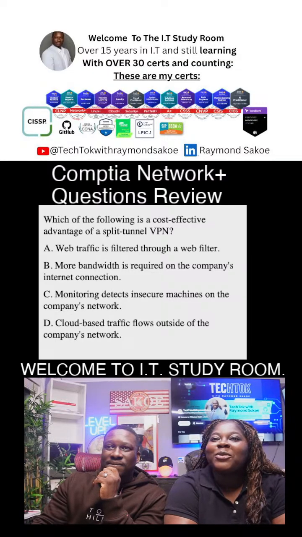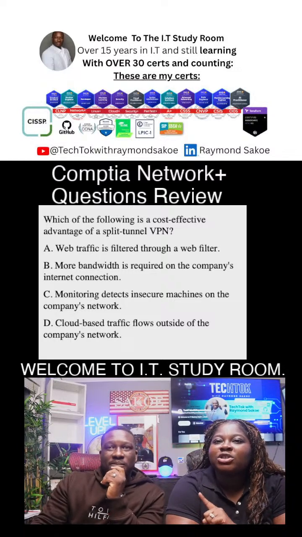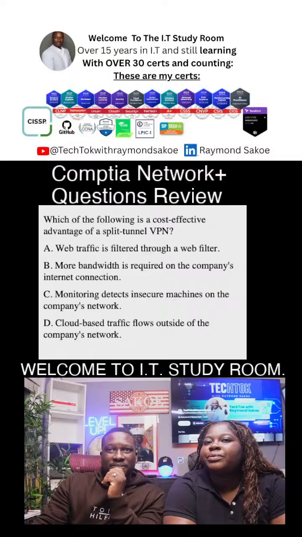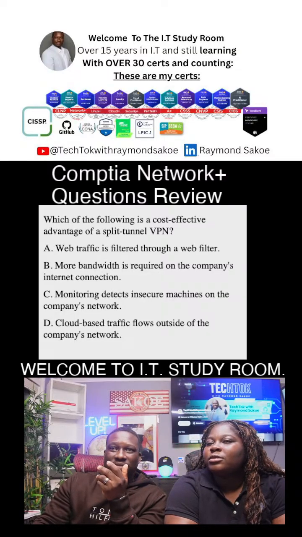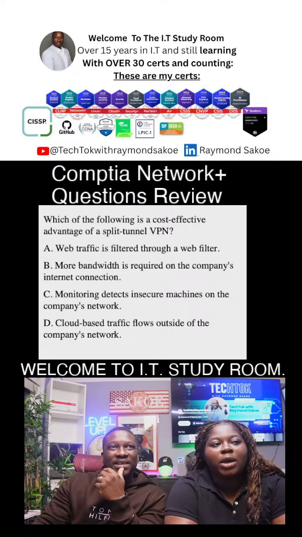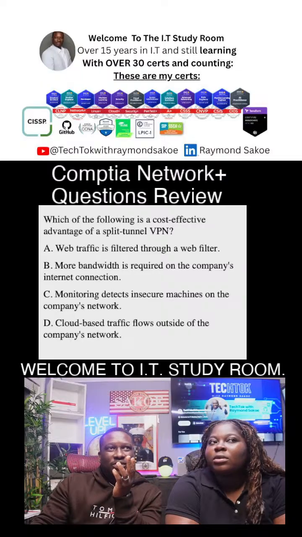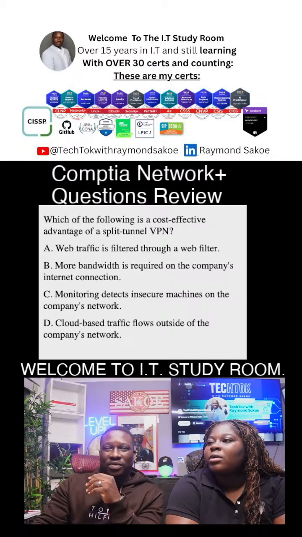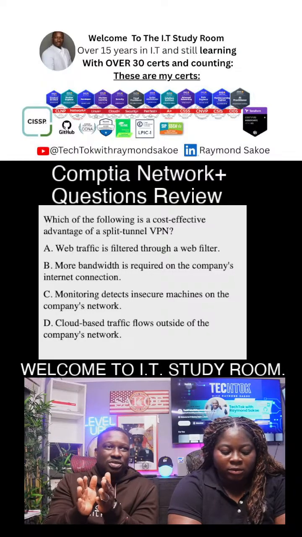Which of the following is a cost-effective advantage of a split tunnel VPN? Okay. Yeah, so basically the advantage of split tunnel. Did you explain what a split tunnel is? No. Oh, okay. Because you're making it sound like everybody's supposed to know. Let me show an image. So this is in relation to VPN, right?